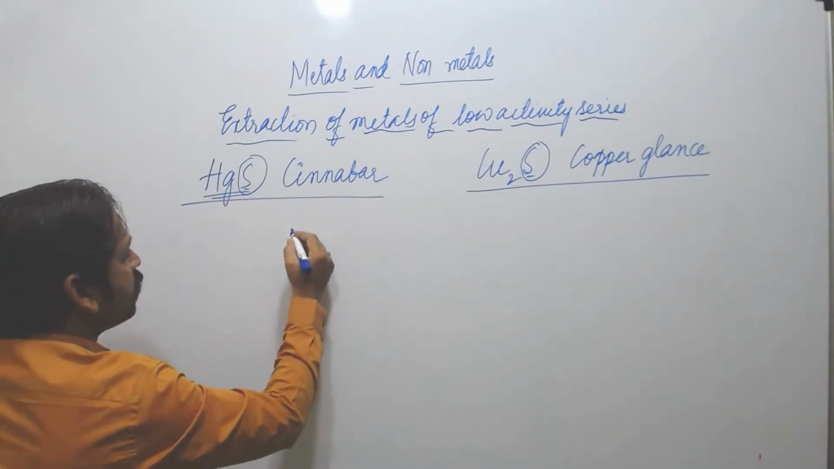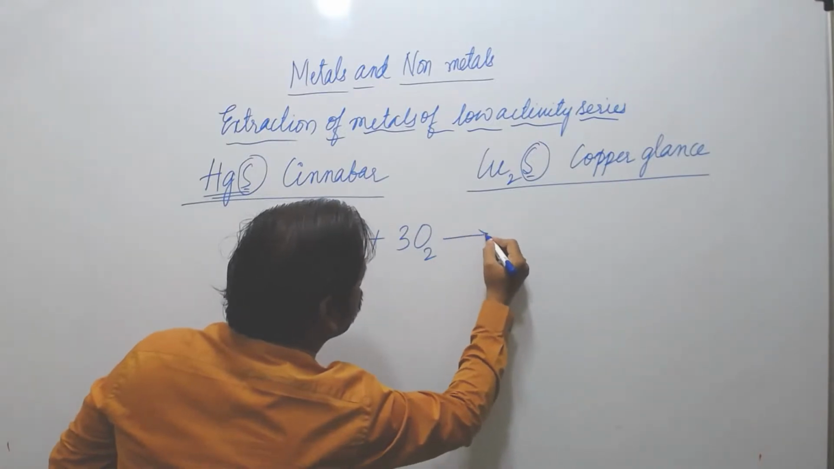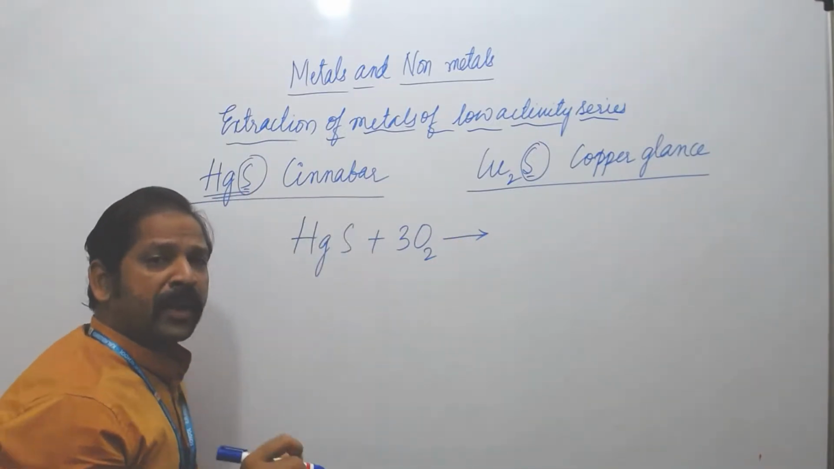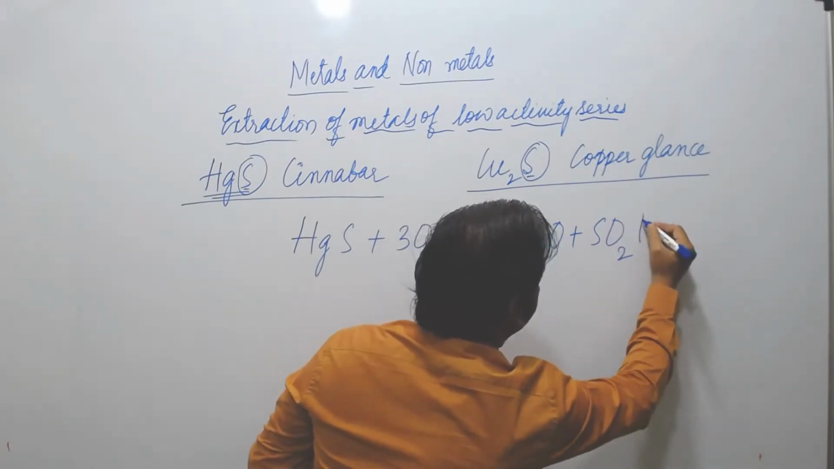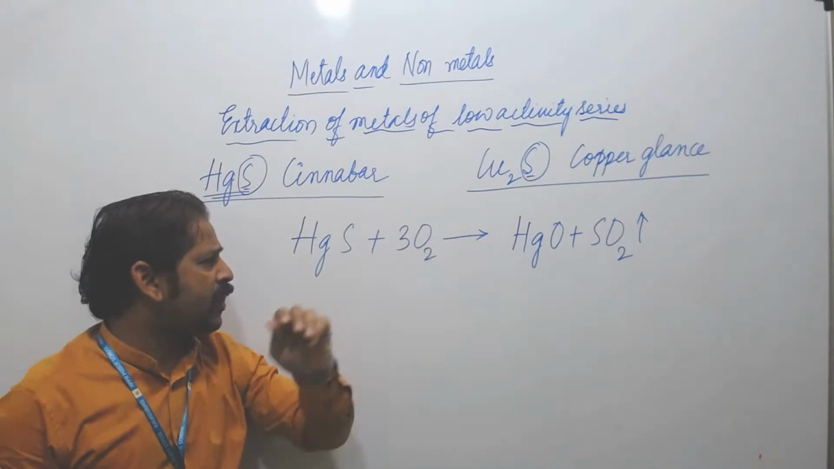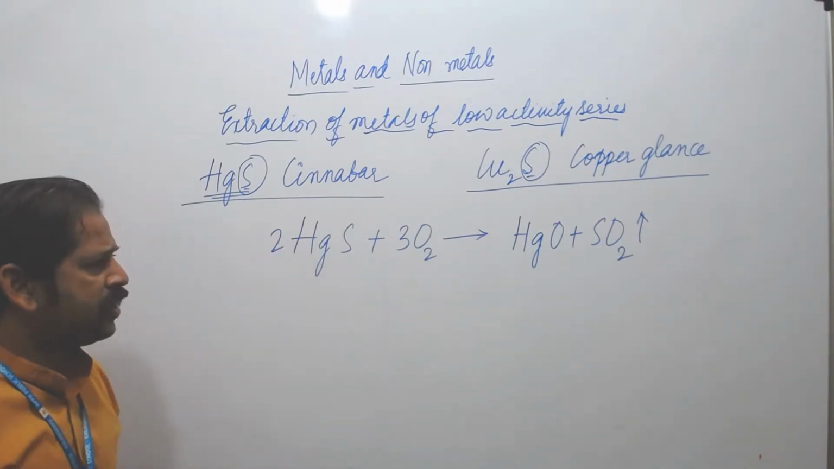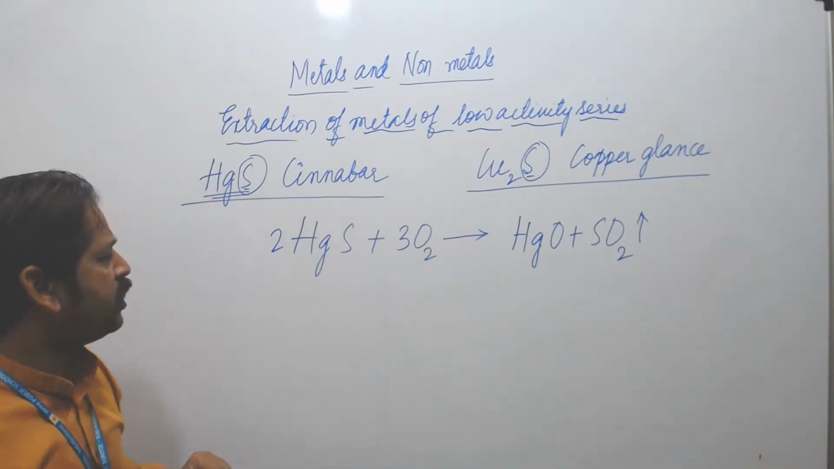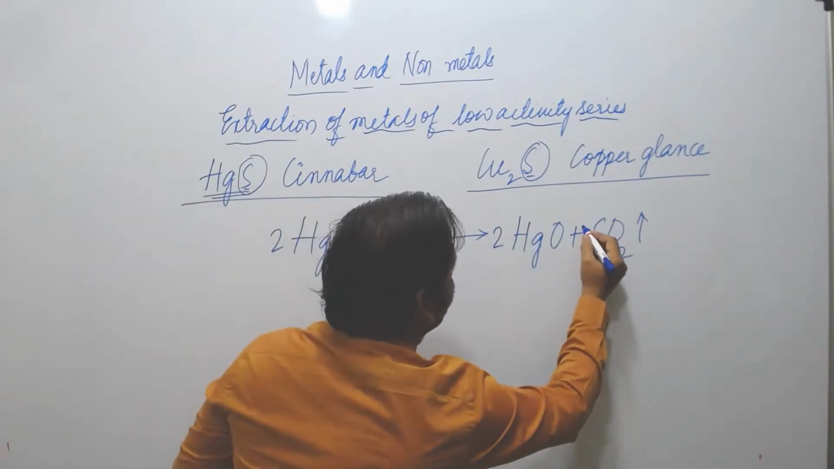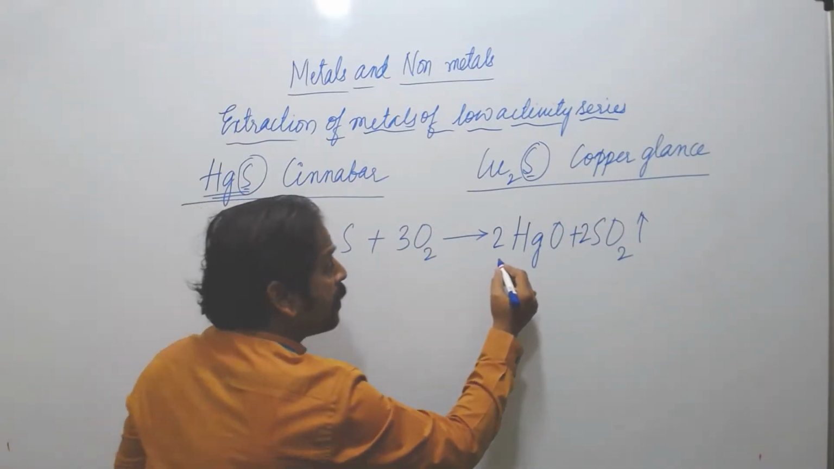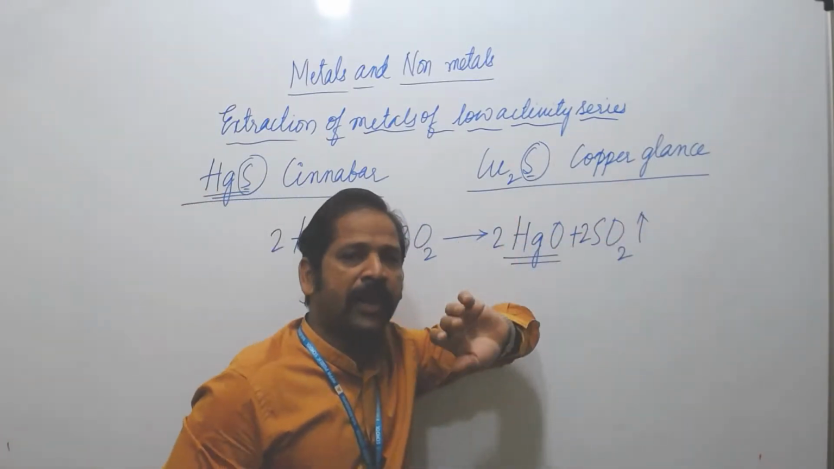For example, mercury sulfide reacts in presence of oxygen to form mercury oxide and sulfur dioxide. Then we have to balance the equation. 2HgS plus 3O2 forms 2HgO and 2SO2. Now mercury oxide is available and sulfur dioxide is liberated.